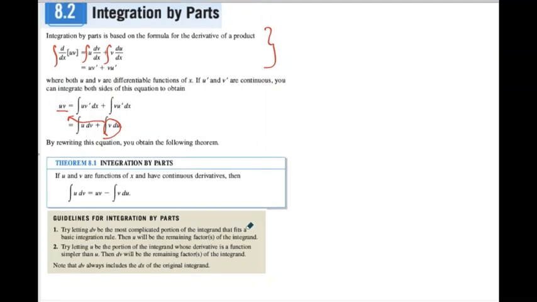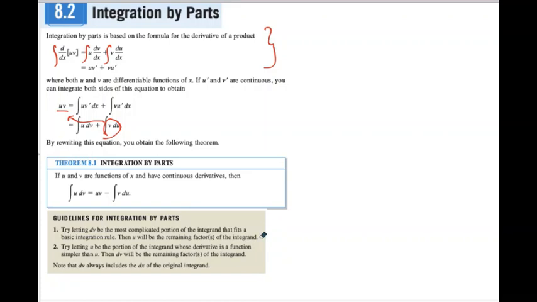Now, the book gives us some guidelines for integration by parts. The first guideline it says is, try letting dv be the most complicated portion of the integrand that fits a basic integration rule, then u will be the remaining factors of the integrand. Their second suggestion is, try letting u be the portion of the integrand whose derivative is a function simpler than u, then dv will be the remaining factors of the integrand. Note that dv always includes the dx of the original integrand. So that's the book's suggestion.